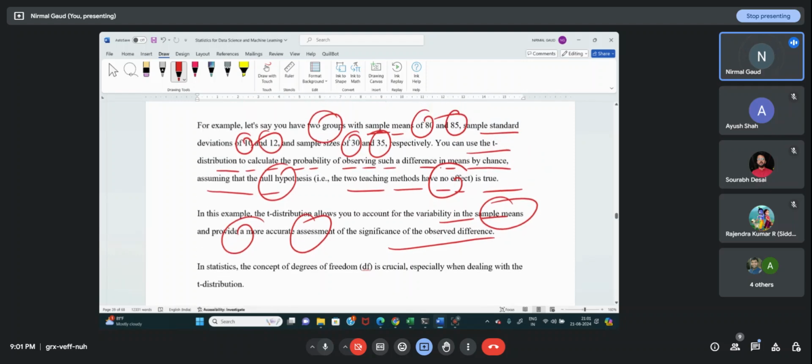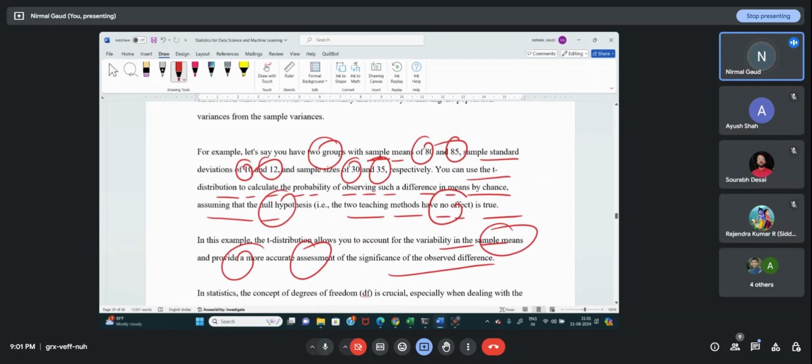So just only the points which are marked here: we are having very low sample sizes, 30 and 35. That's what it is telling. If your sample size is less, you are having two groups of data. You are having sample 1, you are having sample 2. 30 points are present here, 35 points are present here. Mean is 80 here, mean is 85 here. Standard deviation is 10 here, standard deviation is 12 here.